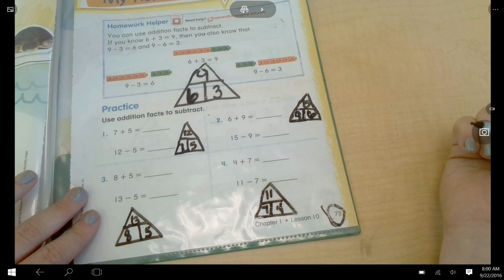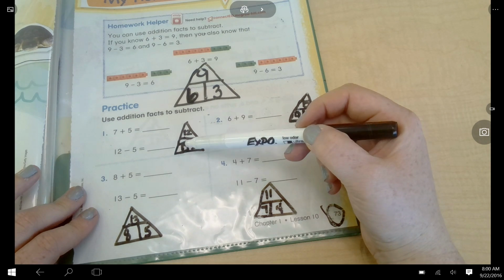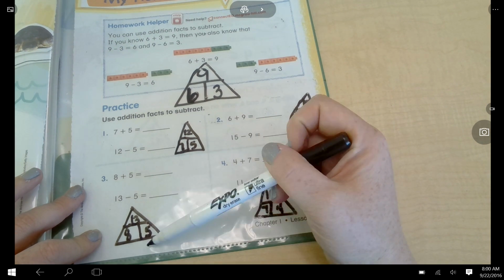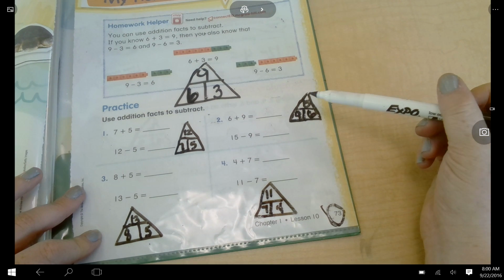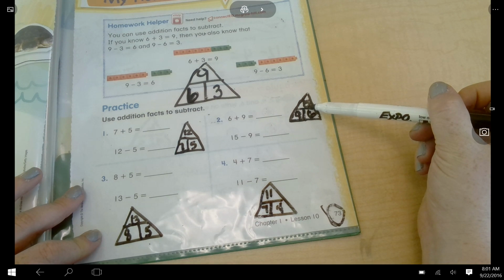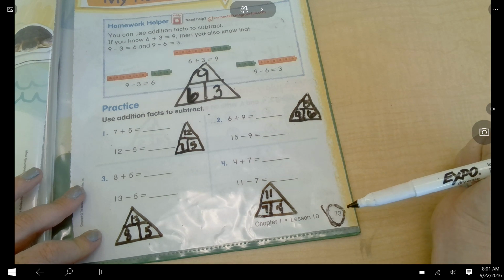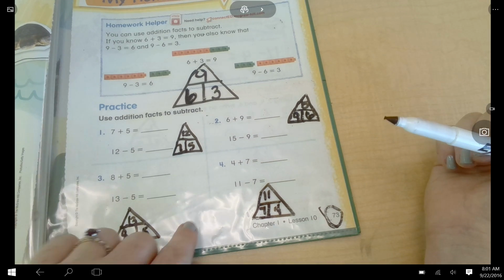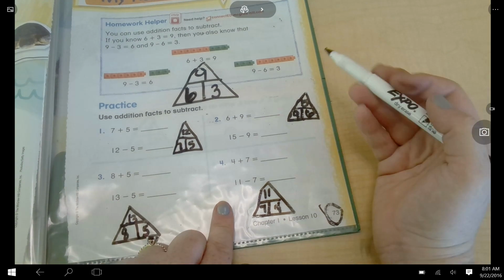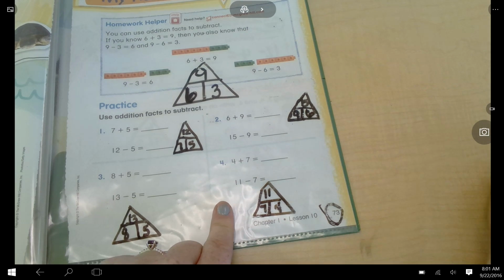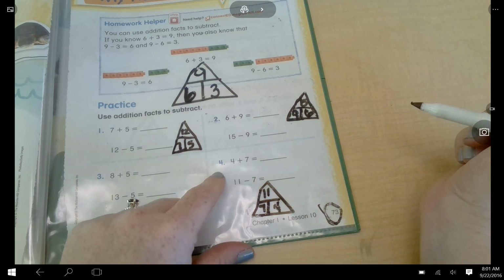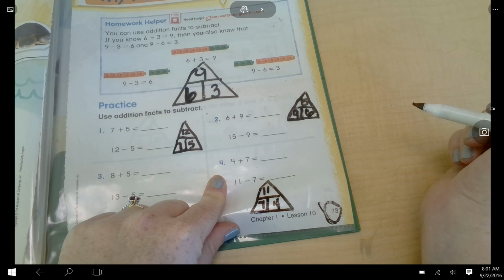Okay. So we have 12 at the top of the triangle, 7 and 5 at the bottom. 13 at the top of this triangle with 8 and 5 in the bottom. 15 at the top of this triangle for number 2 with 9 and 6 at the bottom. And then 11 at the top of the triangle with 7 and 4 at the bottom of the triangle for number 4. Remember, the top of the triangle is the whole, the biggest number in this number sentences. And the parts are the smaller numbers that go in the bottom. Pause the video and finish this page now.